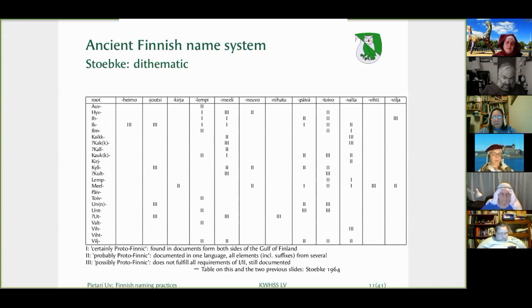And for our purposes, the names he suggests as certainly or probably or possibly Proto-Finnic are good enough because he has found examples of these in period records. So every one of these names is in some form documented from early period documents, although he has normalized the name forms to Proto-Finnic or late Proto-Finnic.